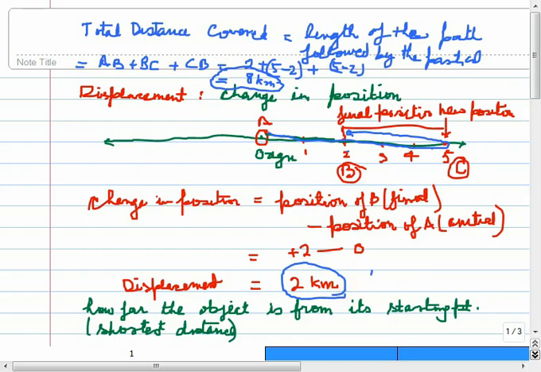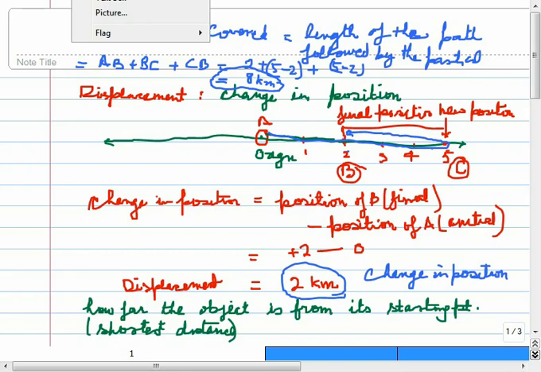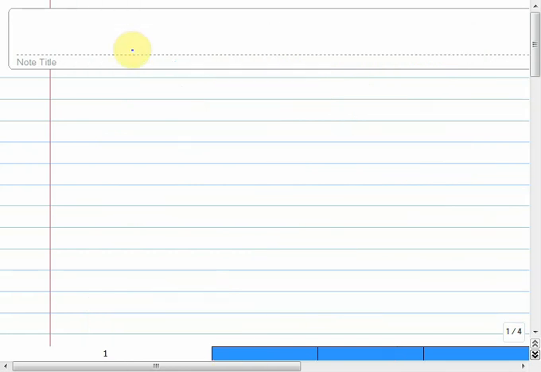Displacement shows change in position. And what is the position? Position is the location of the point with respect to a given reference point, and normally we call that reference point the origin. Right? So this is the basic definition of distance and displacement.